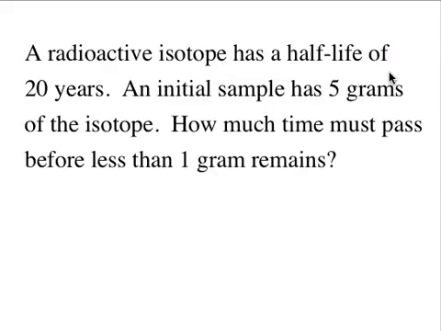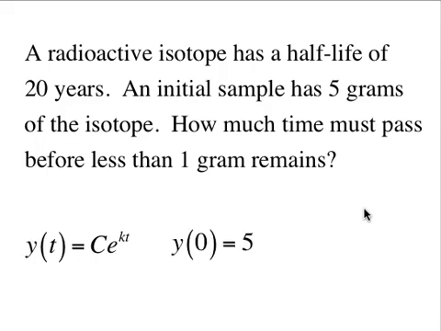A radioactive isotope has a half-life of 20 years. So after 20 years passes, half of the original material decays away. An initial sample has 5 grams of that isotope. How much time must pass before less than 1 gram remains? So we're starting with y of t is c e to the kt. My initial is 5. So if you plug in a t of 0, again you'll see capital C is going to be 5.